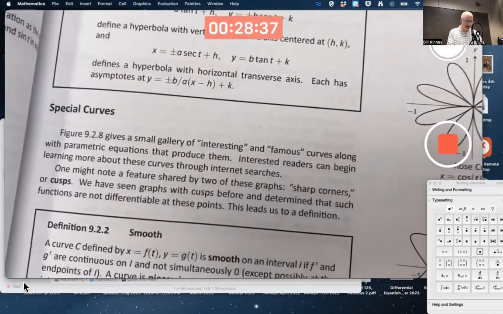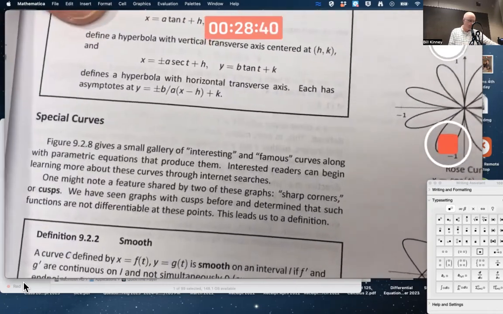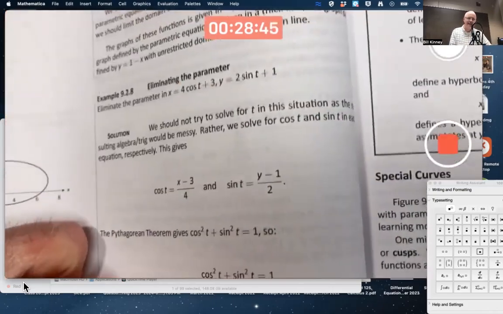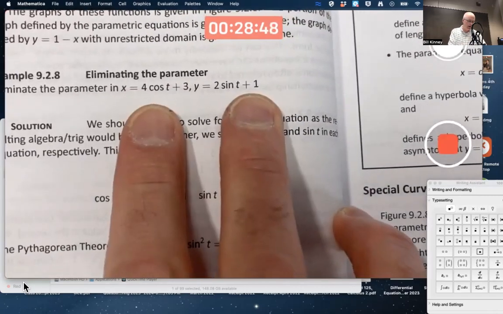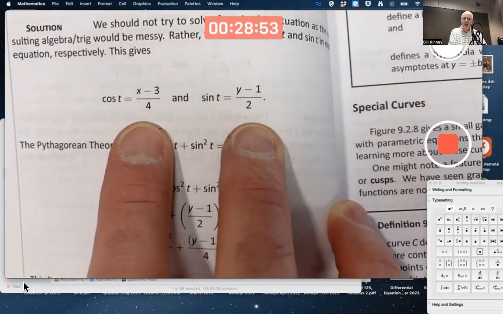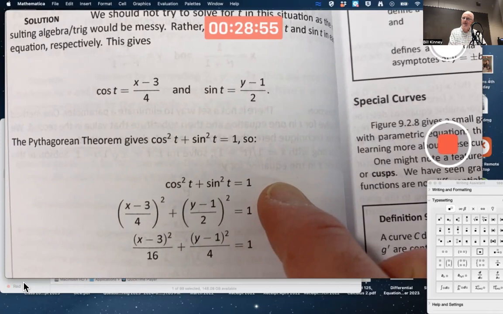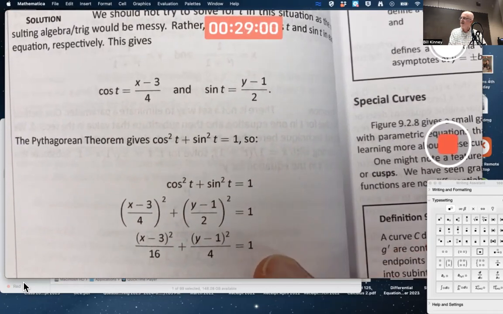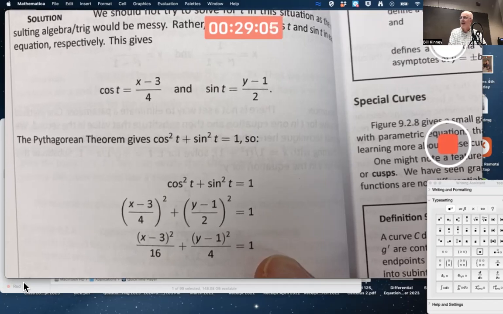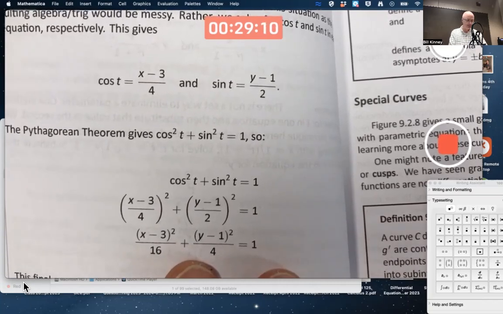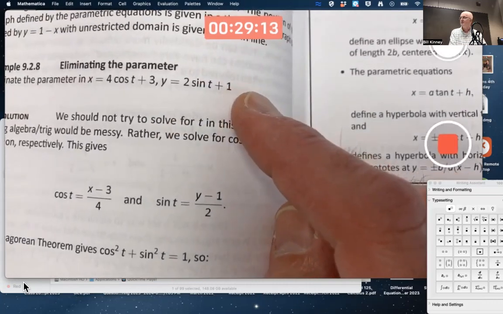Some involve cosine and sine, like this example here. How do you eliminate the parameter there? Rewrite to isolate cosine and sine, and then square both of those and add them up using the Pythagorean identity there, and rewrite it in terms of X and Y. That's how you eliminate the parameter in that context. And that's a pretty important thing to be able to do. So I'm not ruling that out. And by the way, this equation is the equation of an ellipse. This does parameterize an ellipse.